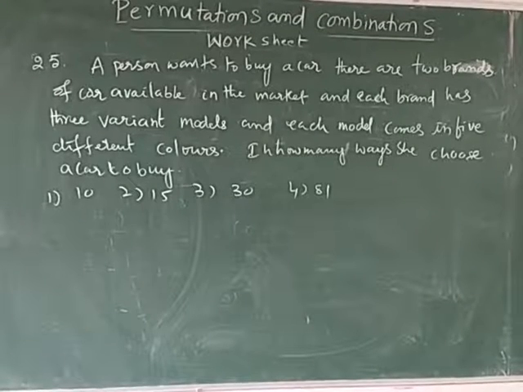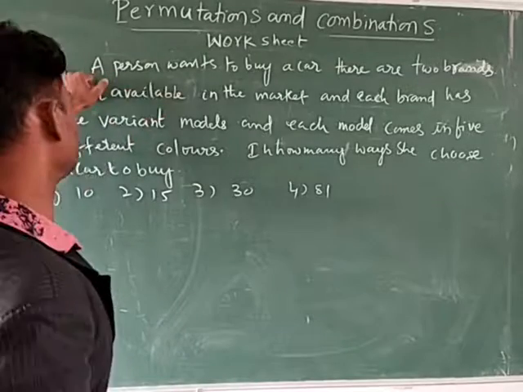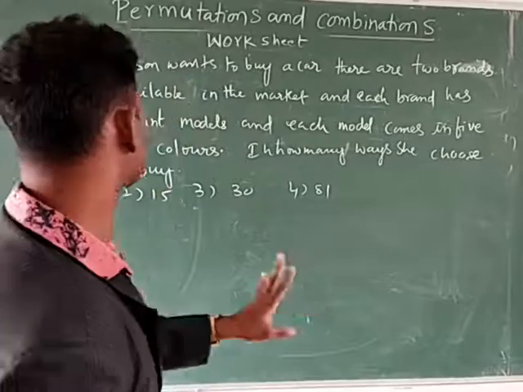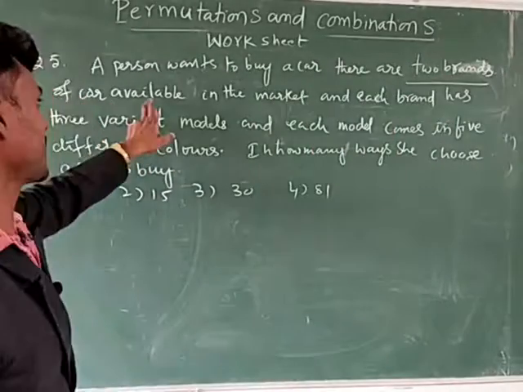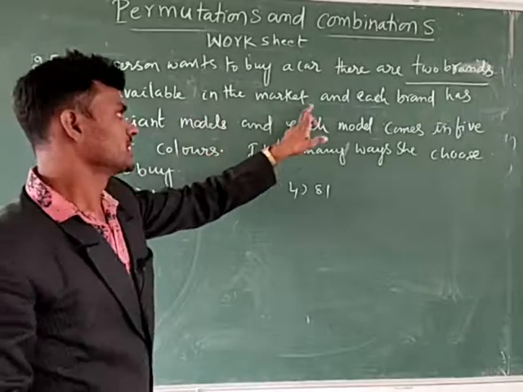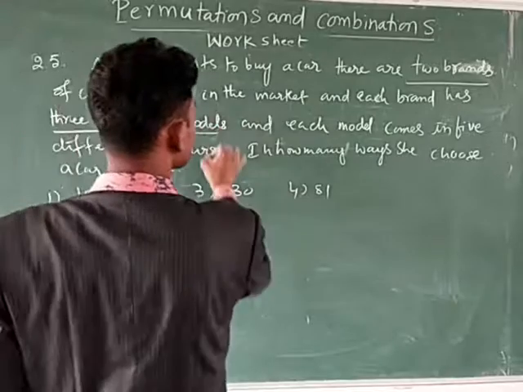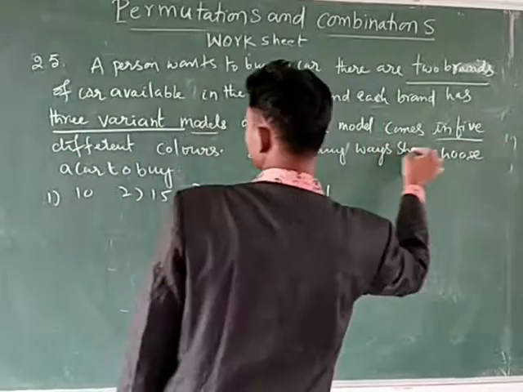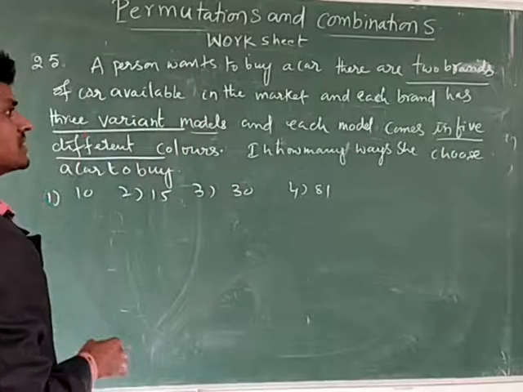Okay, this is the last question in this worksheet on permutation and combination, the 25th one. A person wants to buy a car. There are two brands of cars available in the market, and each brand has 3 variant models, and each model comes in 5 different colors. In how many ways can she choose a car to buy?